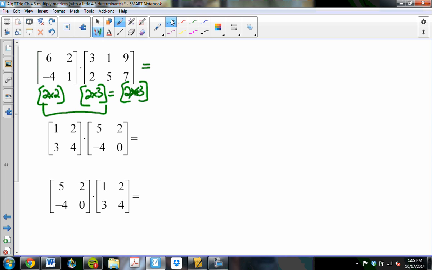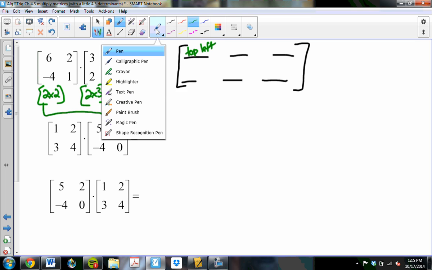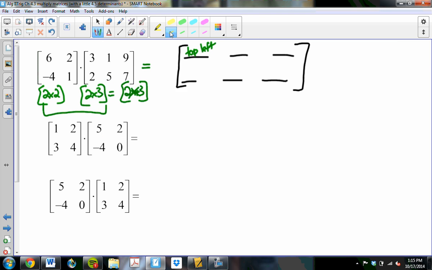What you might find really helpful is to actually build like a 2 by 3 matrix with 1, 2, 3, 1, 2, 3, and think about those slots. There's going to be slots here. This, for example, is the top left spot. So what I'm going to do is multiply the top row with the left column. Top row, left column, gives me top left.